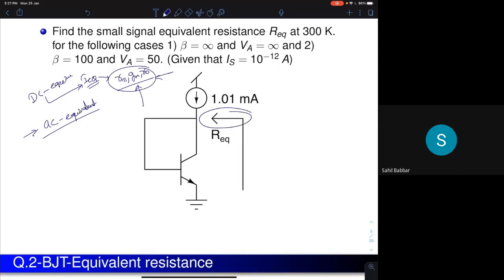Usually when we ask you to find equivalent resistance, it always implies incremental resistance because these are nonlinear devices. When they are nonlinear devices, you cannot find resistance generally. You can only find incremental resistances, or small signal resistance. So now we know we are supposed to find incremental resistance.